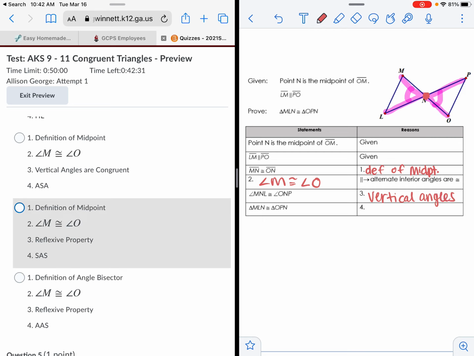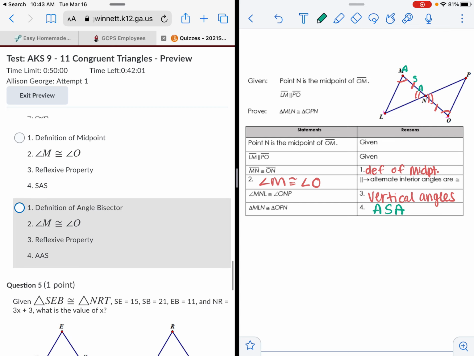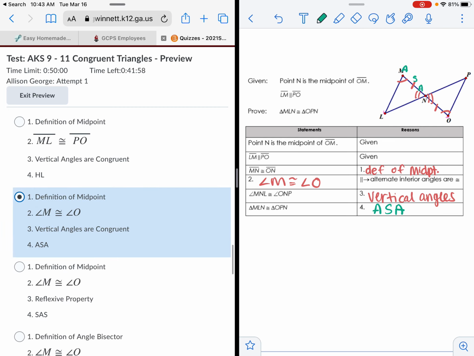And the last one, how can we say that these two triangles are congruent? Let's go back and mark what we know. We know that these two sides are congruent. We found that M was congruent to O, and the vertical angles were congruent as well. So if I label the things that I know, we have an angle, a side, and another angle. So my reason here would be angle, side, angle. So the correct answer is this one.